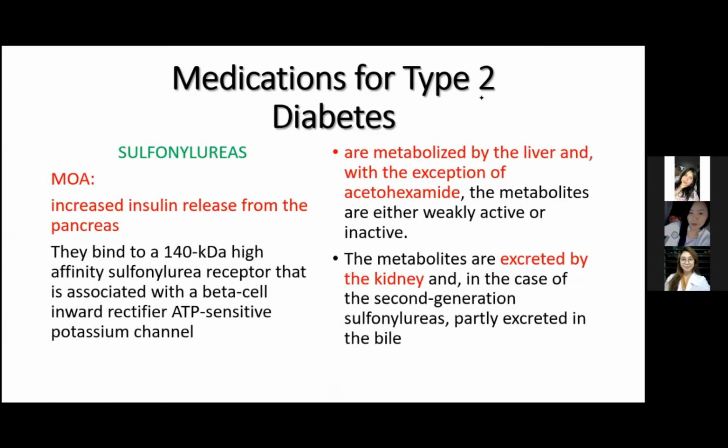Medications for type 2 diabetes: we have sulfonylureas. The mode of action is increased insulin release from the pancreas. They bind to a 140 kDa high affinity sulfonylurea receptor that is associated with the beta cell inward rectifier ATP-sensitive potassium channel. They are metabolized by the liver, and with the exception of acetohexamide, the metabolites are either weakly active or inactive. The metabolites are excreted by the kidney, and in the case of second generation sulfonylureas, partly excreted in the bile.